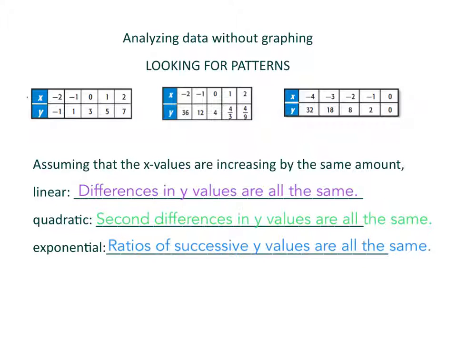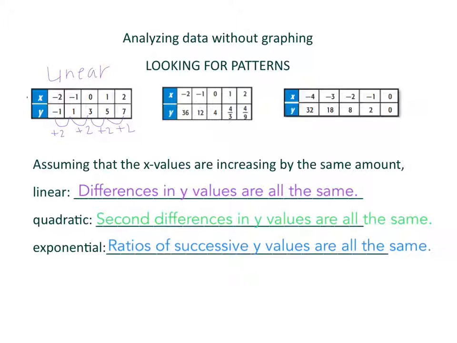So with this first table, we can see that the x values are increasing by the same amount, increasing by 1, and let's determine what's happening with the y values. From -1 to 1, we are adding 2. 1 to 3, we are adding 2. 3 to 5, adding 2. So we are adding 2 each time in table 1, which means we are having the same differences in the y values. So this function would be a linear function.